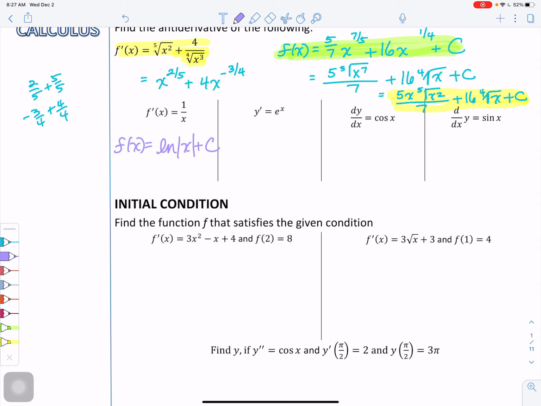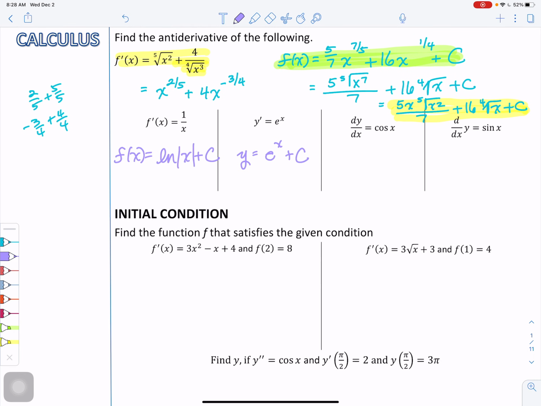So we're thinking backwards. Let's try this one. y prime is e to the x, and I know that I took the derivative of e to the x to get e to the x. So I just add a constant. It's just as simple as that. dy/dx equals cosine of x. What did I take the derivative of and get the cosine? You guessed it, the sine of x plus c.